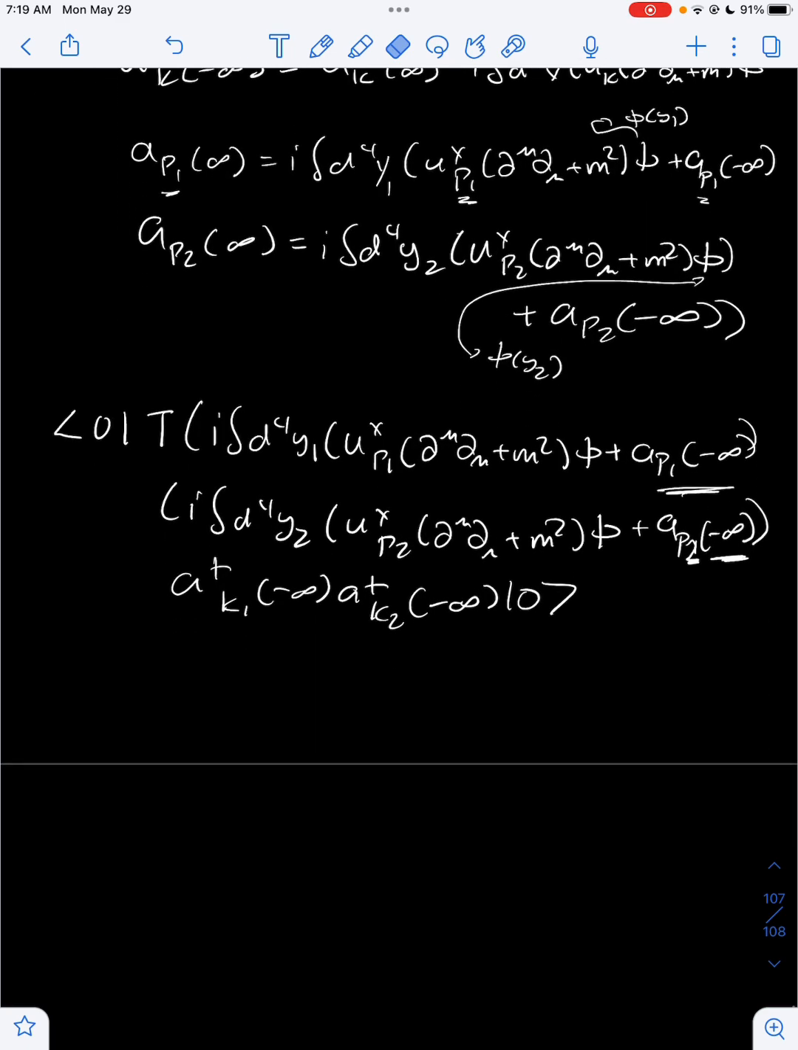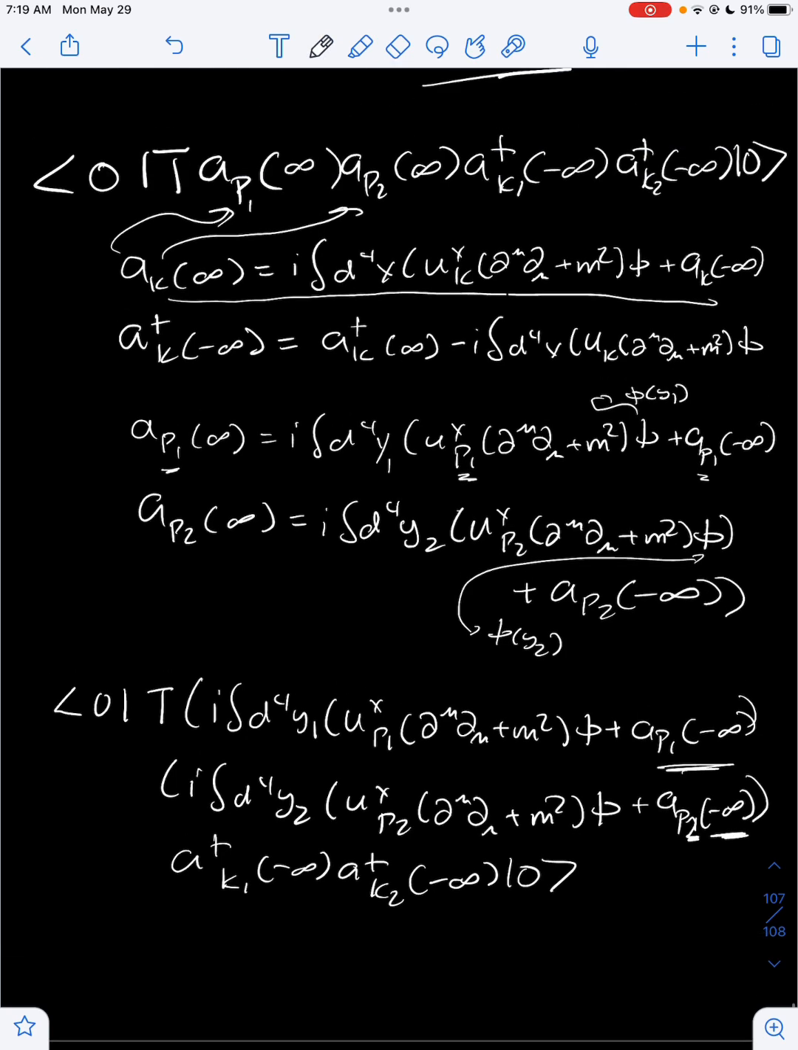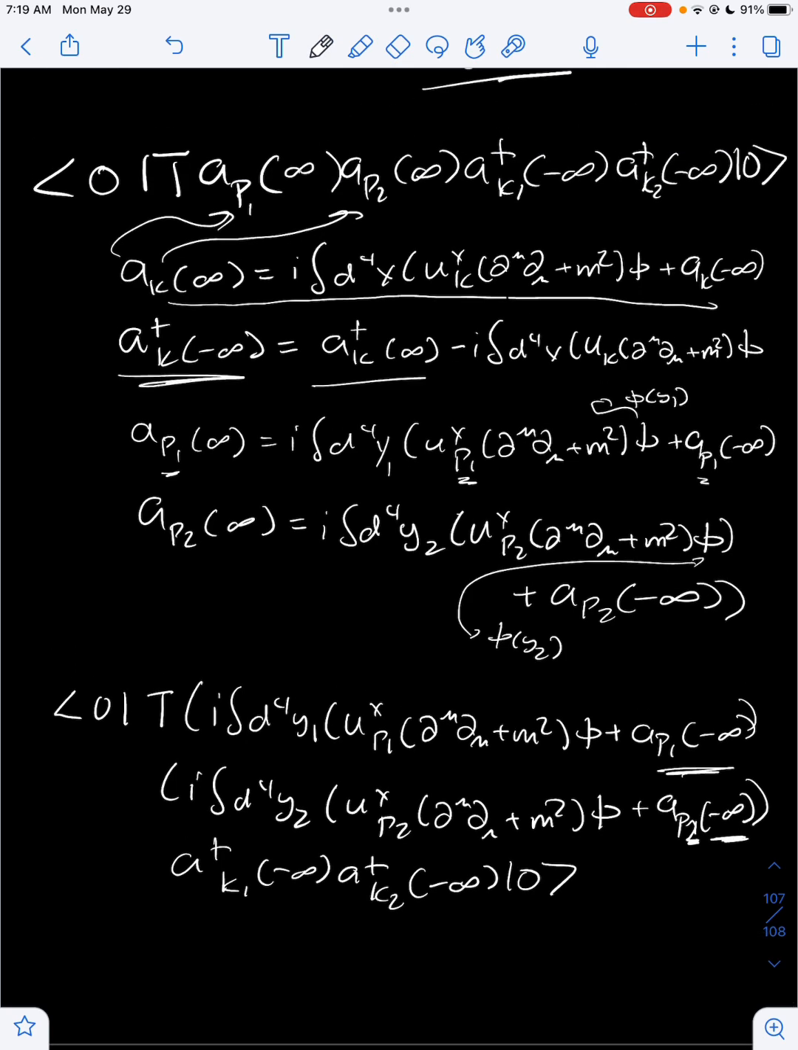So we can do the same thing for a conjugate k. A conjugate of infinity is this over here.